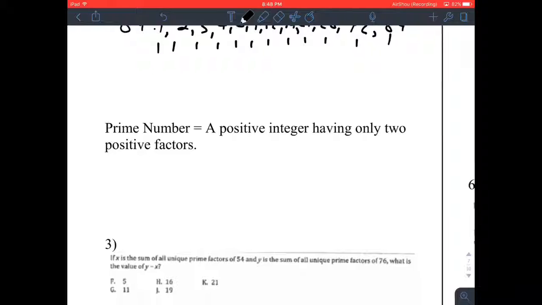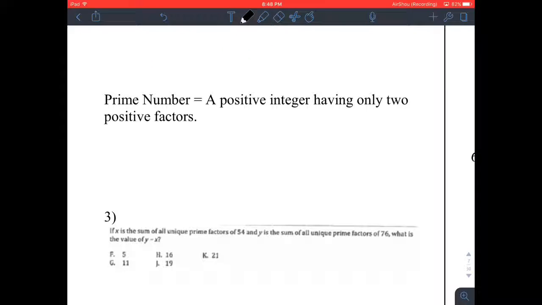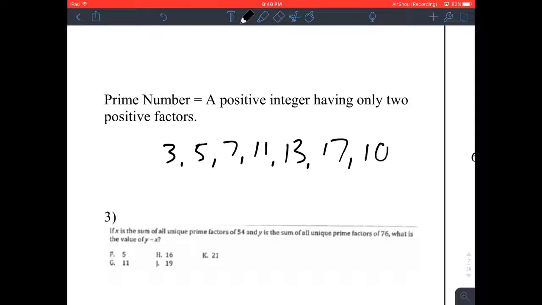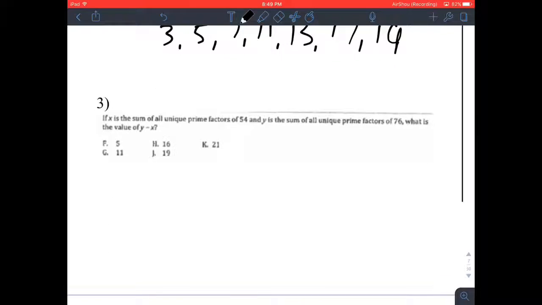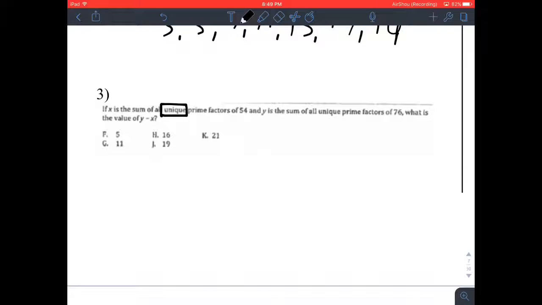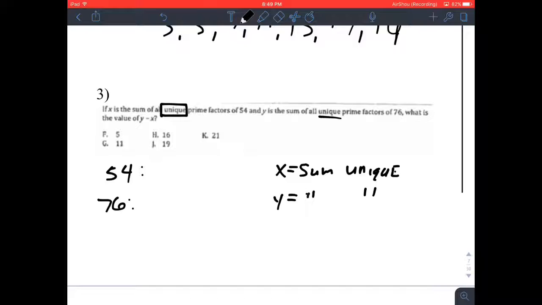Remind you what a prime number is. It's a positive integer that only has two positive factors. So examples: 3, 5, 7, 11, 13, 17, 19, prime numbers. Number 3, if x is the sum of all the unique prime factors. When I first did this problem, I misread it because I missed the word unique. x is the sum of the unique prime factors of 54, so we're going to do prime factorization, and y is the sum of the unique prime factors of 76.